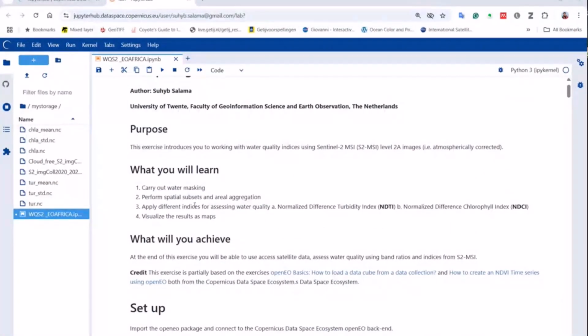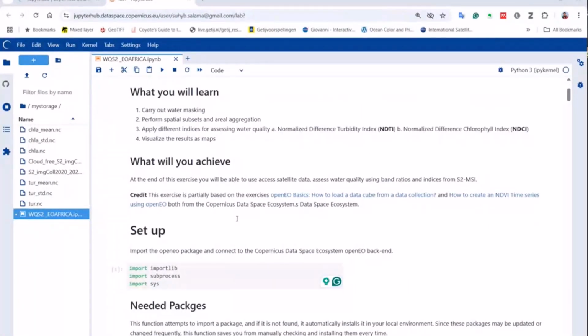We will also learn how to carry out masking, because you see an image with water and land. You do not want to process land pixels, so you do water masking, based on a spatial approach or based on a shapefile. Today we will focus on these two indices, one for turbidity and the other for chlorophyll, and look at how you visualize the results.